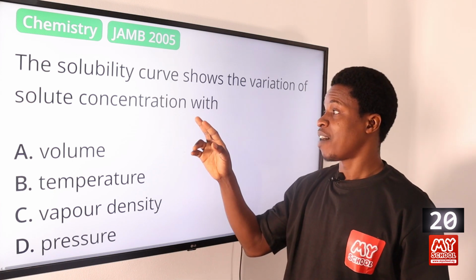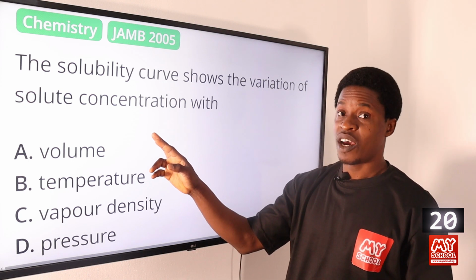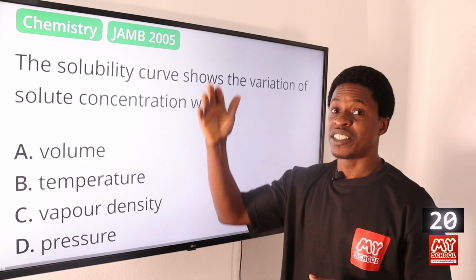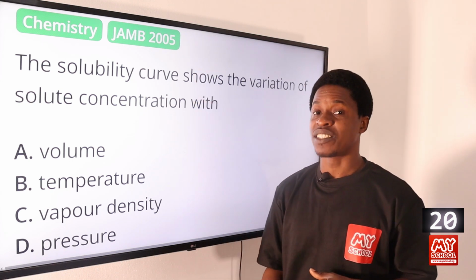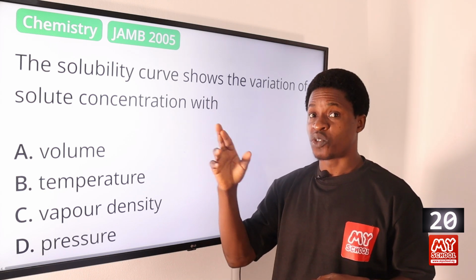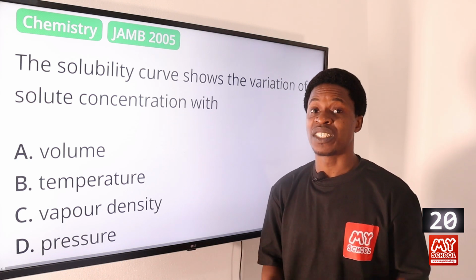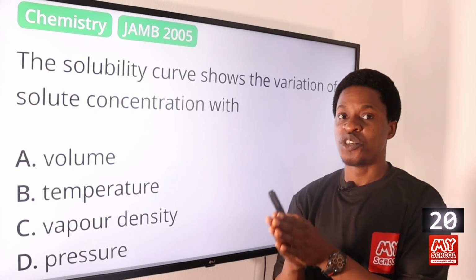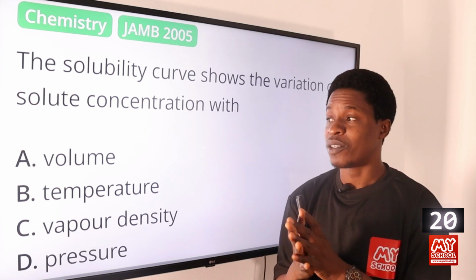If you plot a graph, usually on the y-axis we have the concentration of the solute that will be dissolved, and on the x-axis we have temperature, because solubility depends on temperature and on the way the solute gets dissolved. Don't forget, solubility has to do with the amount of solute that gets dissolved in 1 dm cube of solvent, which could be water or any other solvent.